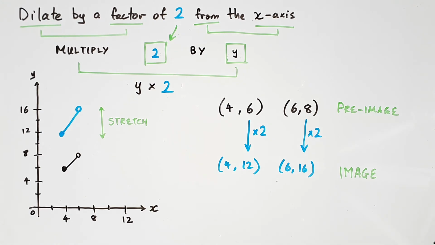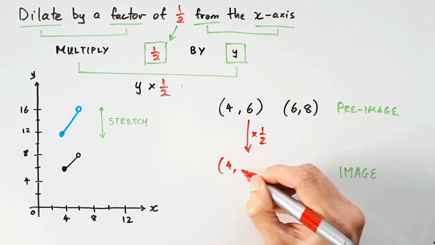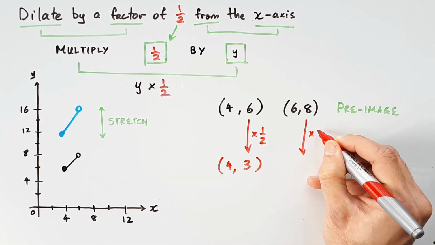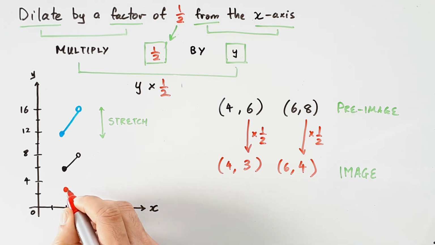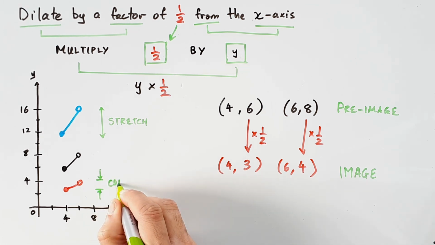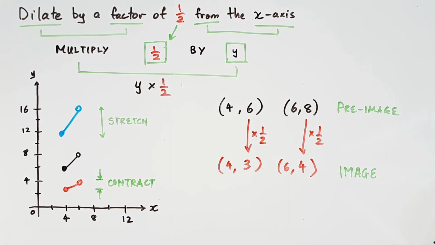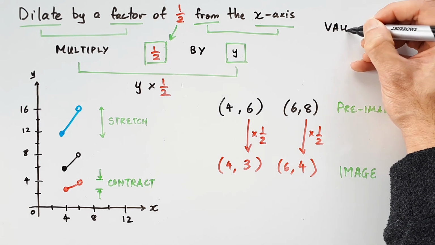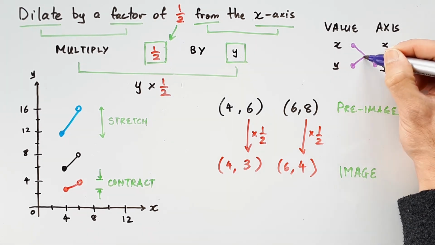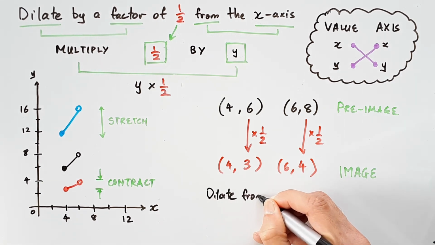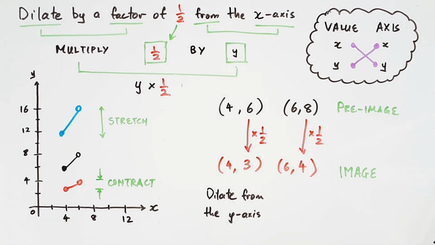Similarly, dilating by a factor of half will contract the line, because we're multiplying each y value by half instead. Plot out the image points, (4, 3) and (6, 4), and we see the line contract downwards, closer to the x-axis. And that's it. So remember, when you're dilating a shape, the variable you need to change is opposite to the axis they're referring to. Like if they say dilate from the y-axis, you're supposed to change the x values instead, okay?